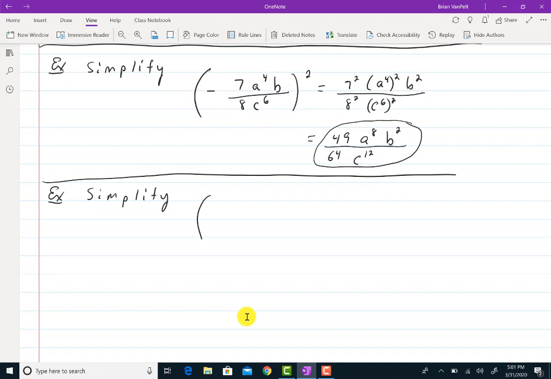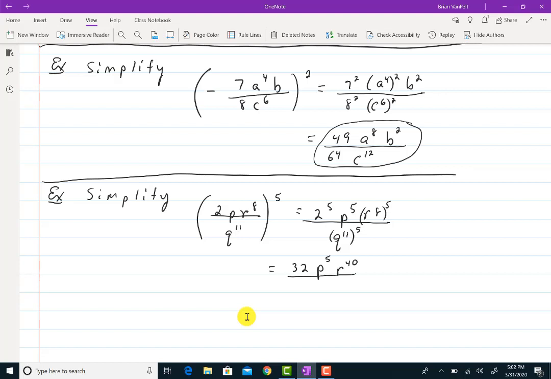Next one, we have 2p r to the 8th divided by q to the 11th, and all of that is raised to the 5th power. So not much here except raising everything to the 5th. So I get 2 to the 5th, p to the 5th, r to the 8th to the 5th, and in the denominator I'll get q to the 11th to the 5th. So power to power rules are applying for practically everything. The 2 to the 5th is equal to 32. P to the 5th really doesn't have anything to do. The r to the 8th to the 5th is r to the 40th, because that's 8 times 5. And in the denominator we're going to do q to the 55. That's 11 times 5 gave me that.